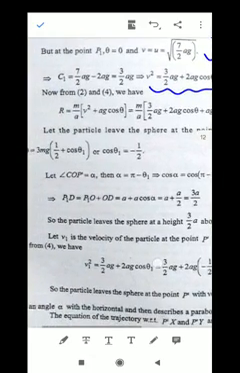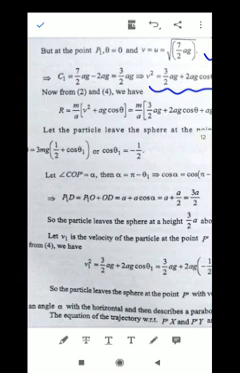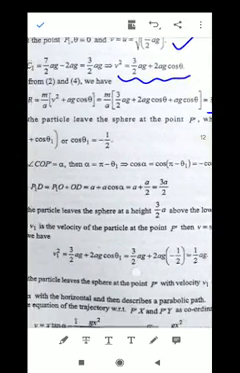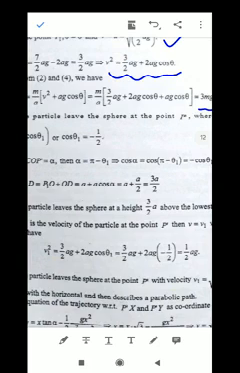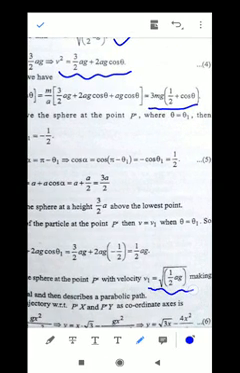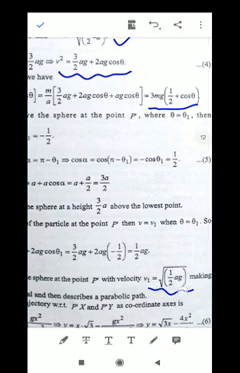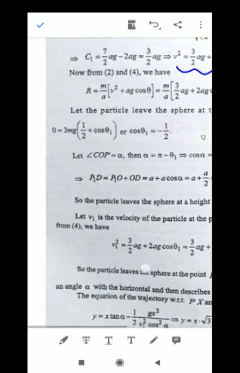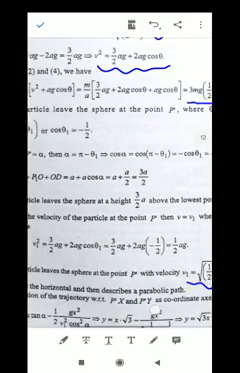And let V1 be the velocity at this point. Then V1 is given by putting the value of theta 1, and we get the expression for the velocity as this one. So the particle will leave the sphere at a point P dash with the velocity V1 equal to this one, making an angle alpha with the horizontal, and then describes a parabolic path.